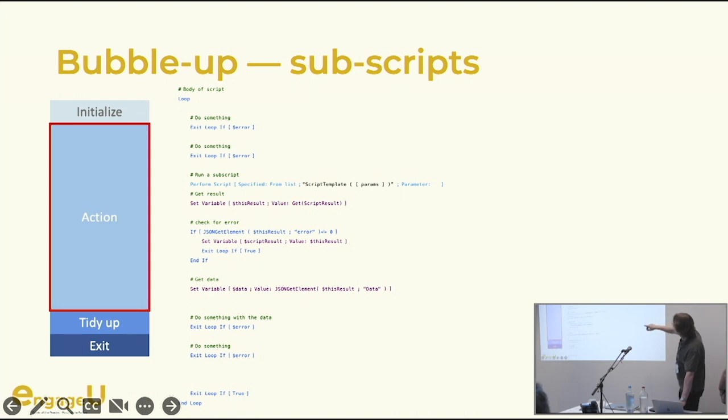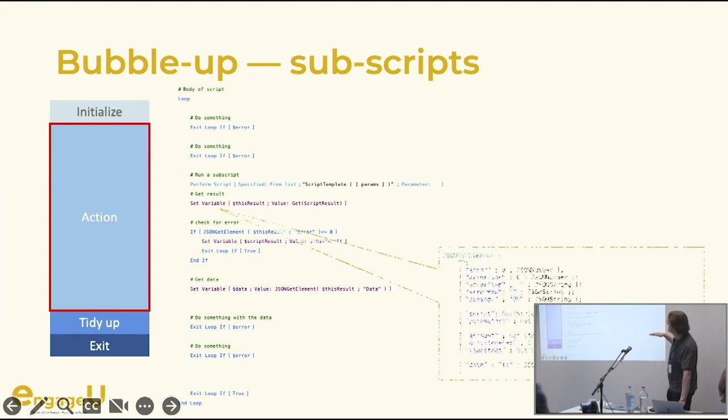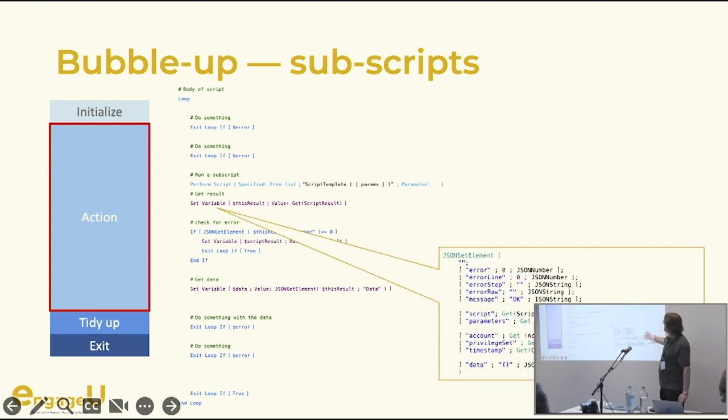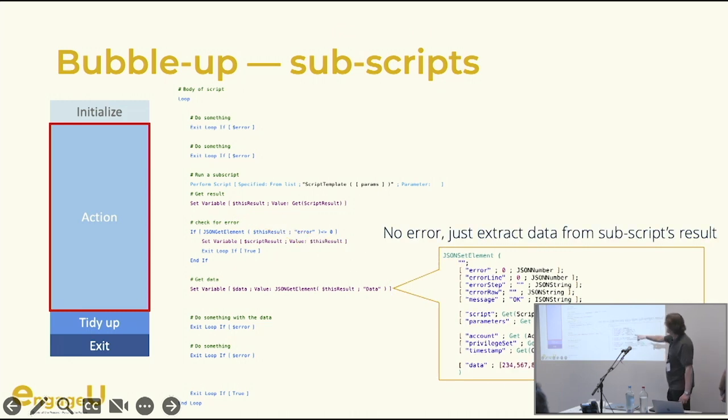Running subscripts. Here we're running a subscript, and of course you know that when you're running the subscript, what you're going to get back is that JSON. So the first thing you can do is get it from the script result. You know it's going to look something like this. If it's going well and there are no errors, you can then look at the data block and extract the data you wanted.